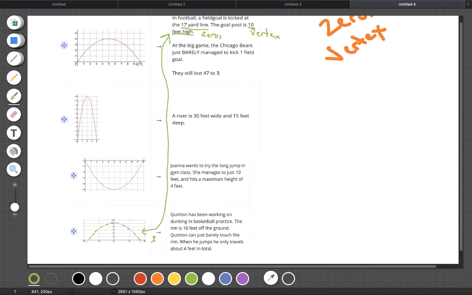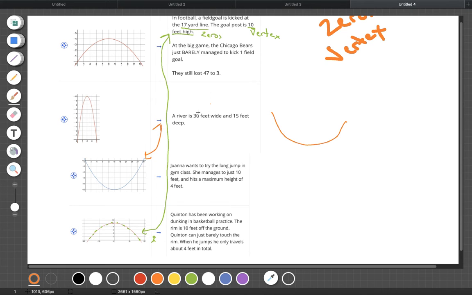Okay, let's look at the next one. I'll use a different color. A river is 30 feet wide and 15 feet deep. This is interesting because we haven't seen one like this before, because rivers don't go like this, right? Rivers are going to do something like this. That right away gives it away. We know which one it is, but let's check.